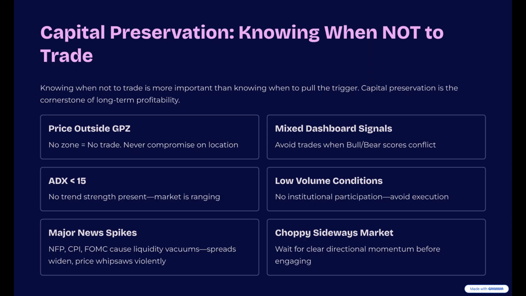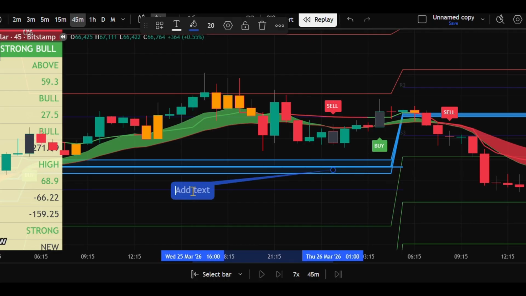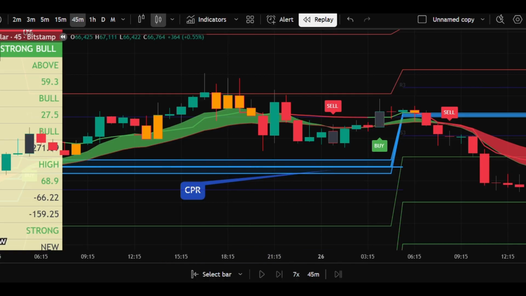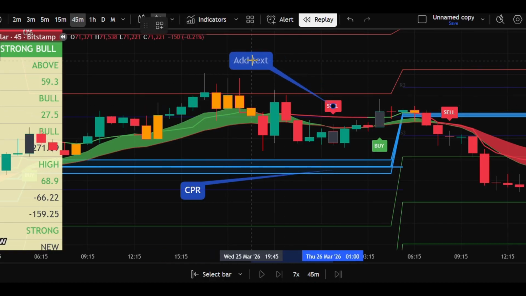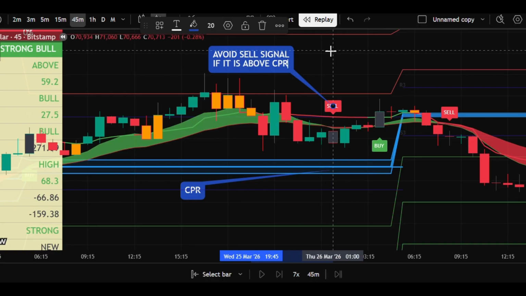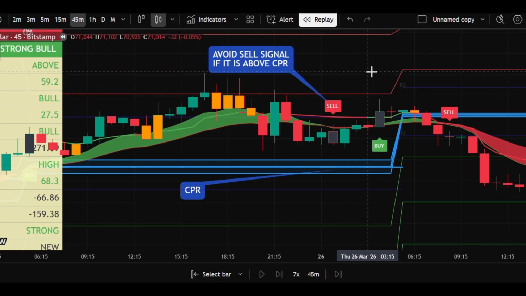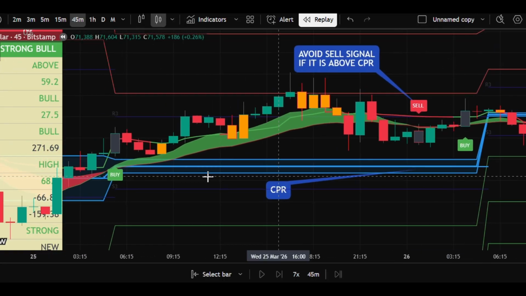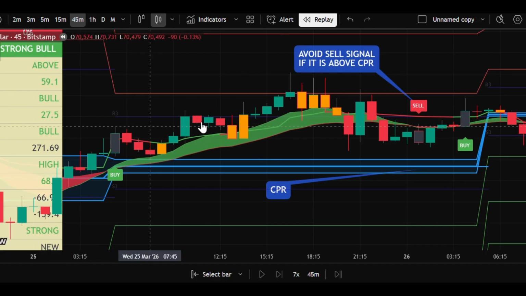This section is what protects your account, because knowing when not to trade is more important than knowing when to trade. Avoid trades when price is outside the golden pivot zone. Avoid when the dashboard gives mixed signals. Avoid when ADX is low. Avoid low volume conditions. Avoid news events. And avoid sideways markets. If the setup is not clean, you do nothing. No trade is always better than a bad trade.